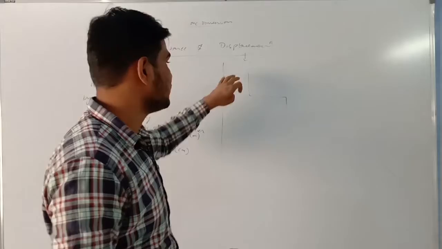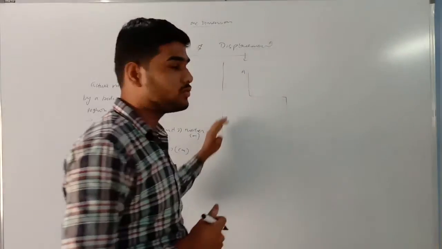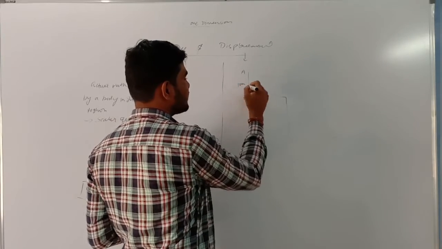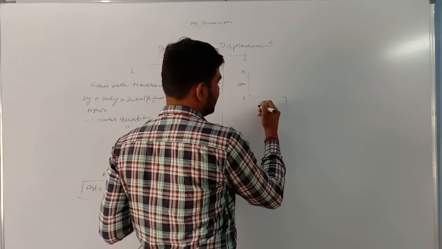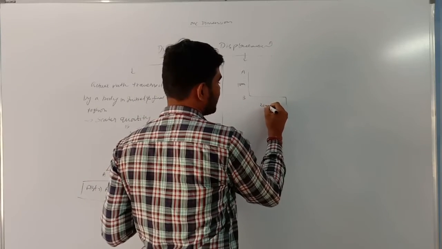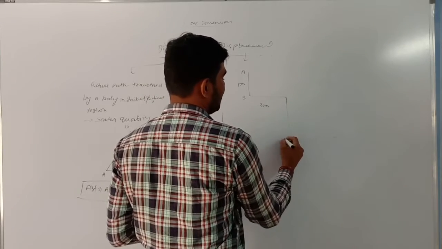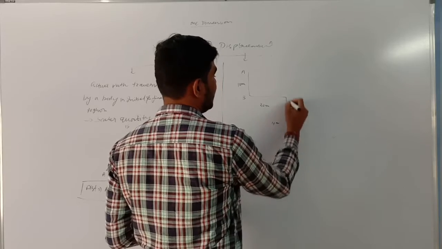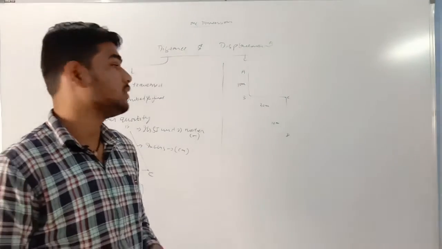If a ball starts from point A and it moves toward south 10 meter, okay, then it moves eastward 20 meter, and then it moves toward south 10 meter. Okay, at point D, this is point C. So what will be the distance and displacement?